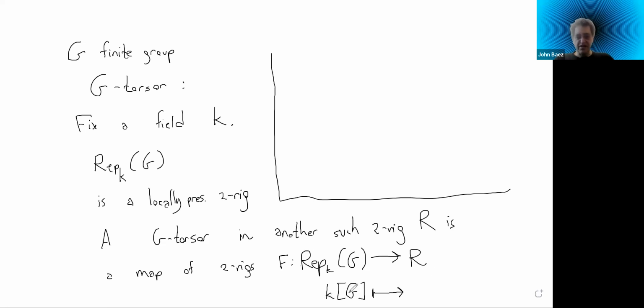Notice this guy is an algebra due to multiplication in G, and it's a coalgebra because k-valued functions on any finite set is a coalgebra, and they fit together perfectly and they form a Hopf algebra. So this goes to some Hopf algebra in here because two rig maps preserve all the structure.